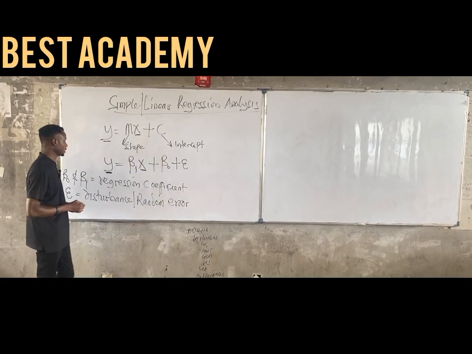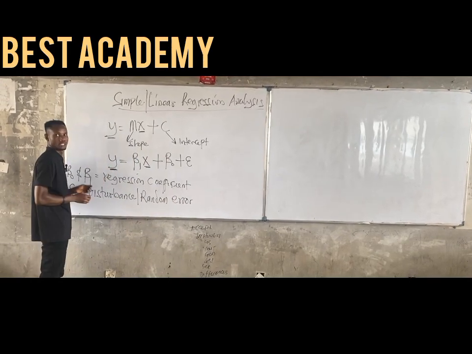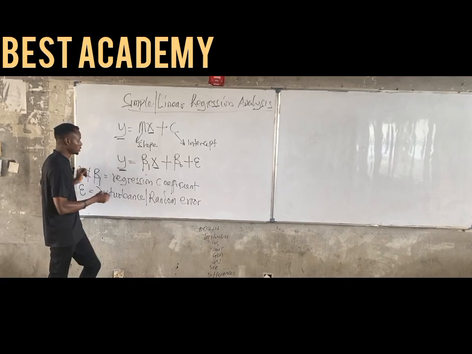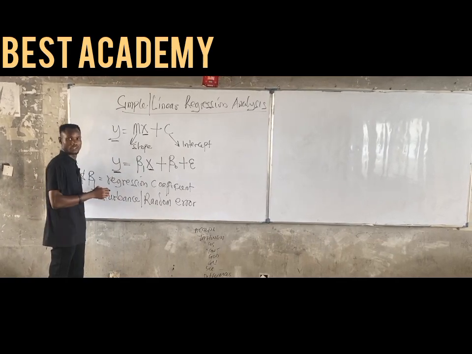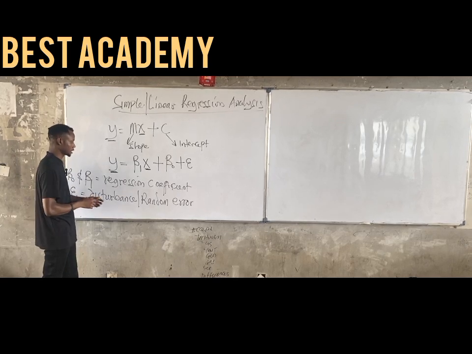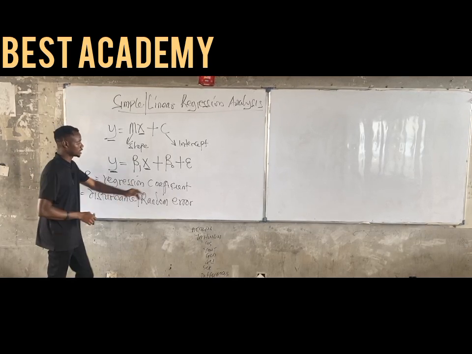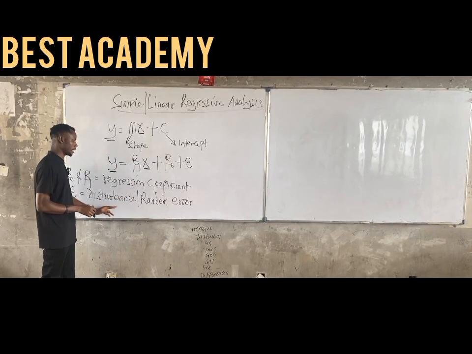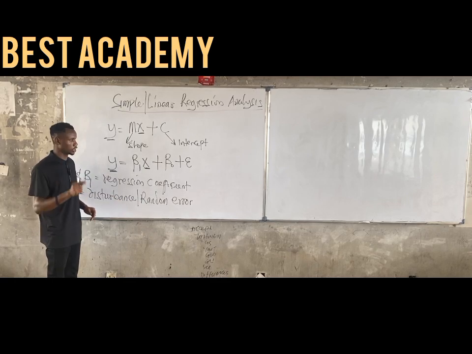Now remember that this y here is the dependent variable. This x here is the independent variable, while beta naught and beta 1 are the regression coefficients, while this e here is the disturbance or random error. This is what you should know here.